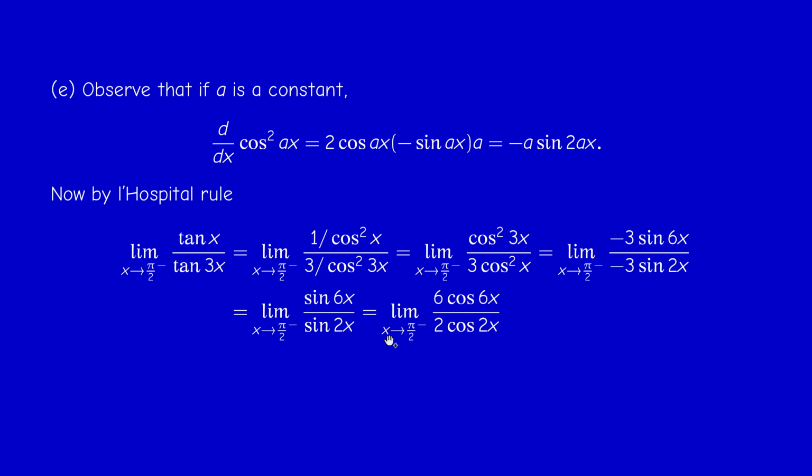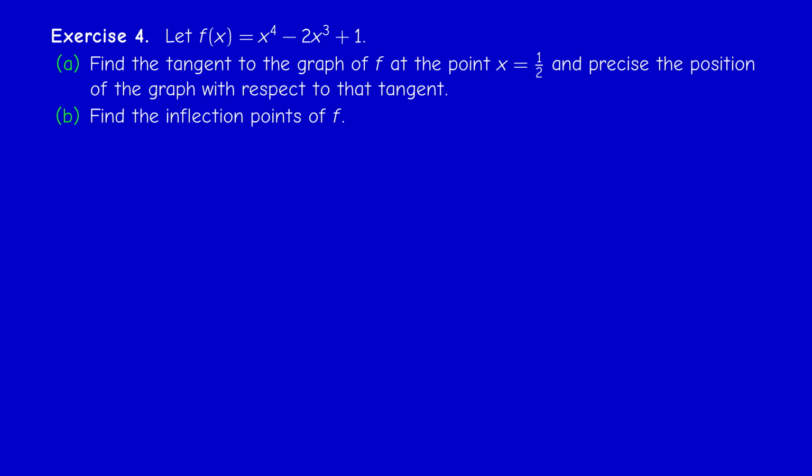And I differentiate again, using L'Hopital's rule again. The derivative of sine 6x is 6 cosine 6x, and for sine 2x the derivative is 2 cosine 2x. So I get 3. Now this is not indeterminate, because when I replace x by pi over 2, I get cosine 3 pi, which is minus 1. And when I replace 2x by pi, here you get cosine pi, which is also minus 1. So 3 times minus 1 over minus 1, which is 3. Okay, so this concludes the third exercise.